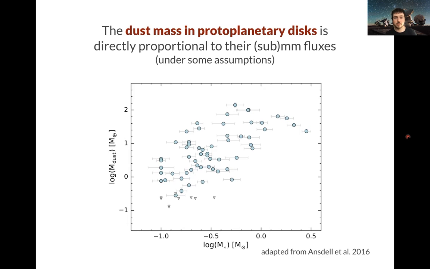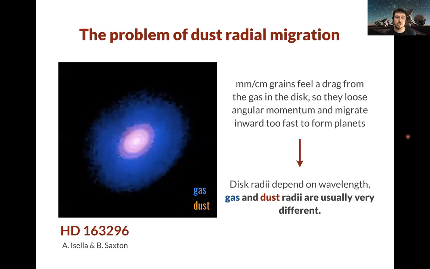But most of us are interested in the angular resolution of ALMA. And that incredible resolution has given us access to studying one of the main issues of planet formation theories, and that's the radial migration of dust grains. So when you start growing your dust grains in disks and they reach millimeter to centimeter sizes, they start feeling some drag from the gas in the system, and they start migrating inwards. And what that means is that the disks are usually much larger when observed in gas than when observed in dust.